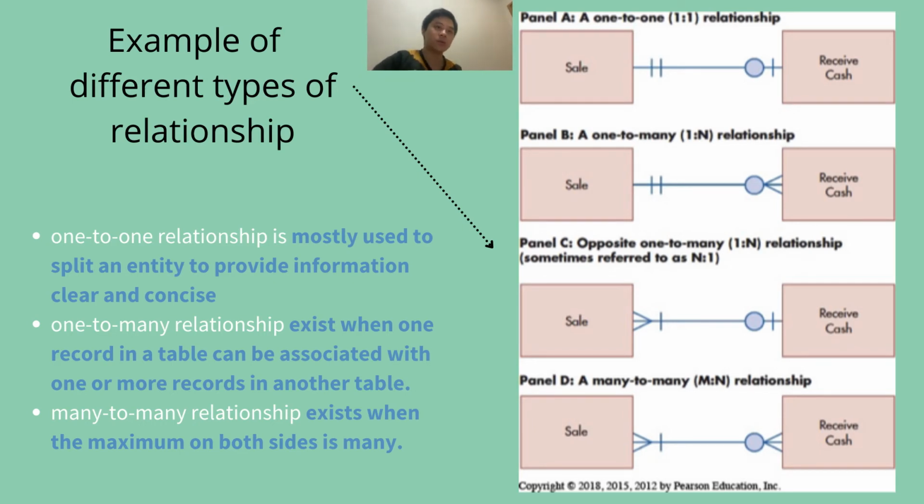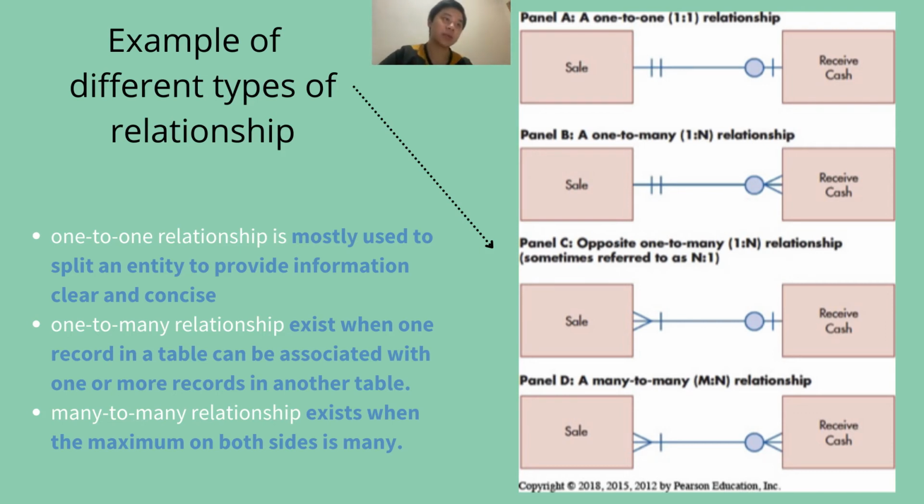X. So as you can see in panel B, the maximum number of customers that can be involved in each sale is 1. As you can see, there's an arrow in the sale, and then there's a 1 in customer. So the maximum number of sales that can be associated with any individual customer is many. So yeah, that's why it's a one-to-many relationship. And panel C is just the opposite of a one-to-many relationship.